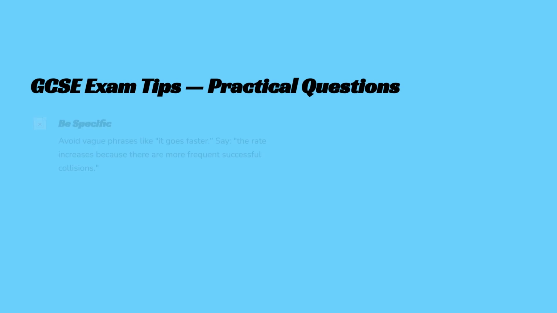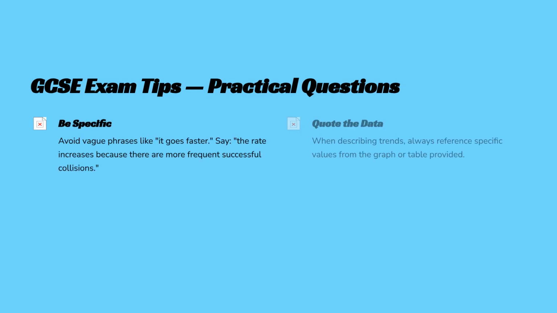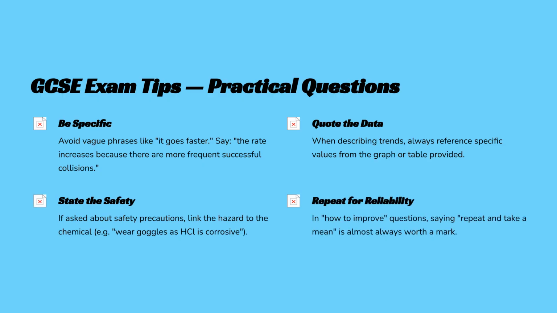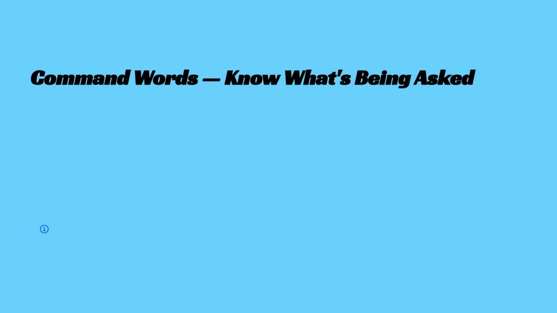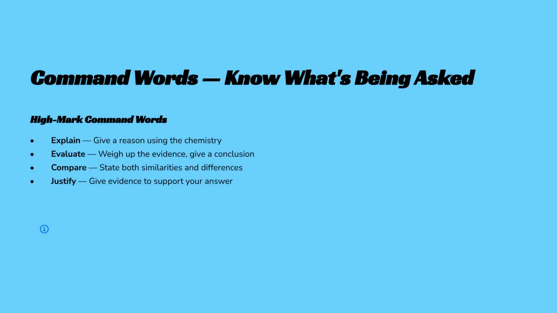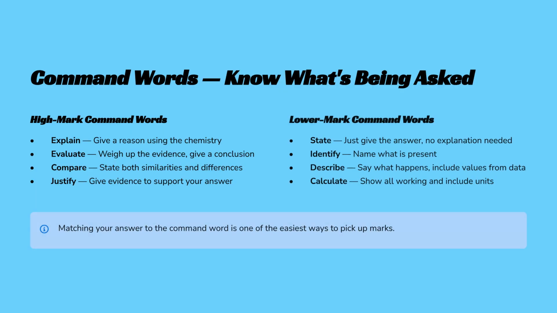For practical questions, be specific using chemistry terms, quote data to support your descriptions, state relevant safety precautions, and remember that repeating and taking a mean is a common improvement method. Understand the command words. Explain requires a reason using chemistry. Evaluate means weighing up evidence. State or identify simply require the answer without explanation. Match your response to the command word to score maximum marks.